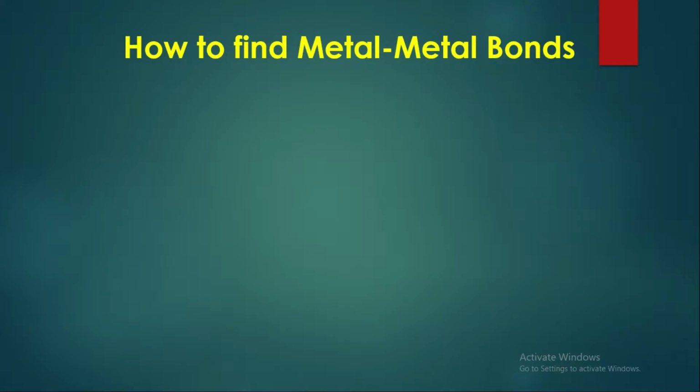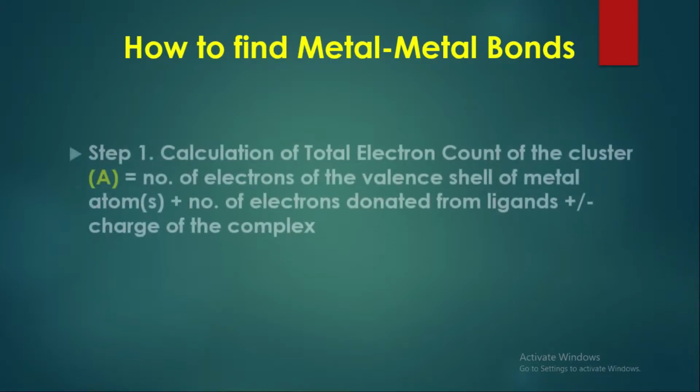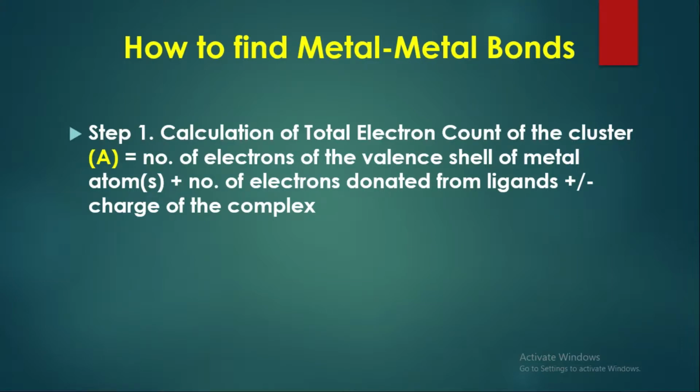If you observe the previous year questions of CSIR NET or GATE exams, every year there will be a question of this type, where they give a few complexes and then ask how many metal-metal bonds are present. There is a trick to find how many metal-metal bonds are there in metal clusters which have LNCC type of complexes. Step 1 is that we first calculate the total electron count of the cluster, which is A.